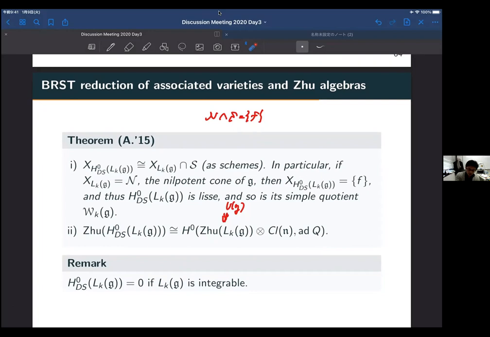Now what we want to do is find the representation whose associated variety is exactly the nilpotent cone and describe this Zhu algebra. The first thing you think of is, of course, the integrable representation, because it's the nicest representation of affine Kac-Moody algebra. But as I explained, this is lisse, so the associated variety is just zero. There's no intersection with the nilpotent cone, so the functor kills the integrable representation. So you have to consider a more general representation of affine Kac-Moody algebra.